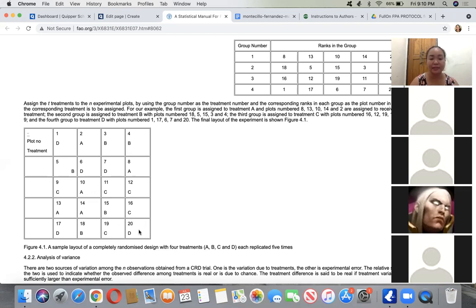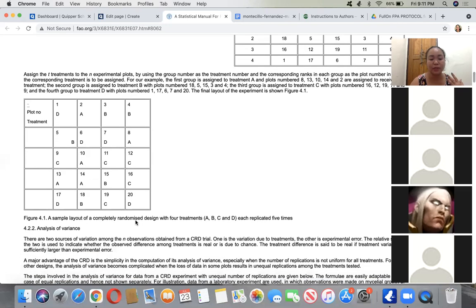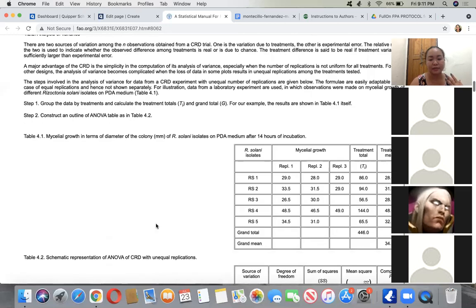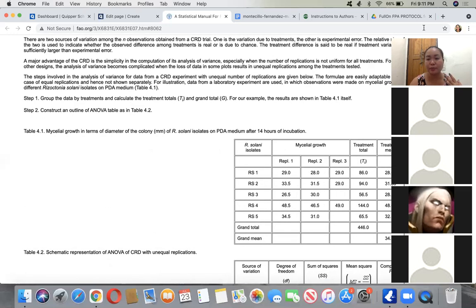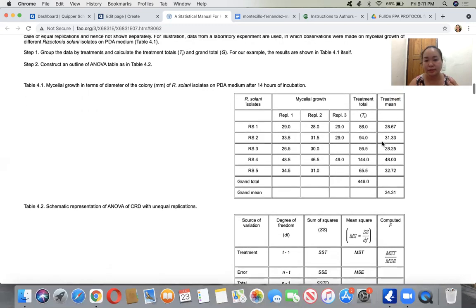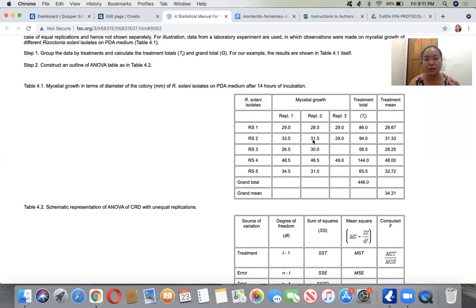As I have said, 3 ang minimum na replication kapag more than 5 treatments. But kasi below 5 yung treatments, so kailangan madamihan. Kasi pag compute mo ng analysis of variance niyan, yan. This is how you compute your analysis of variance.